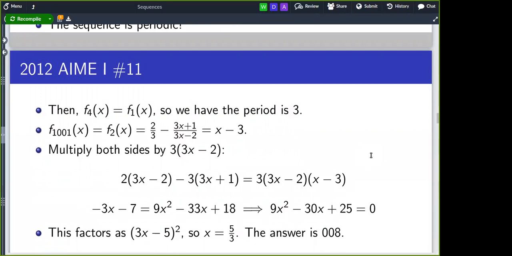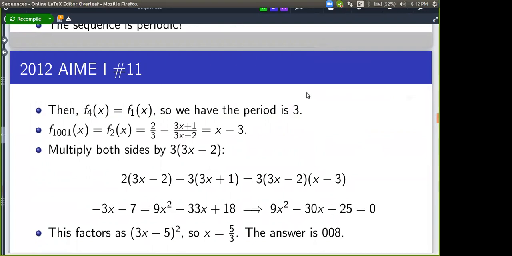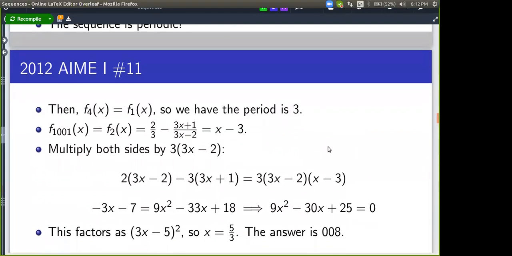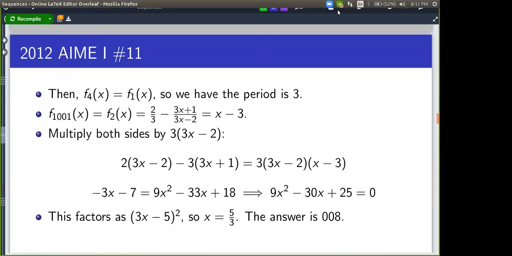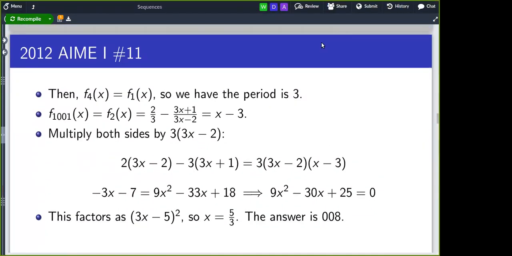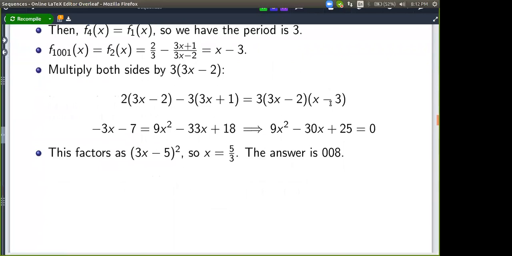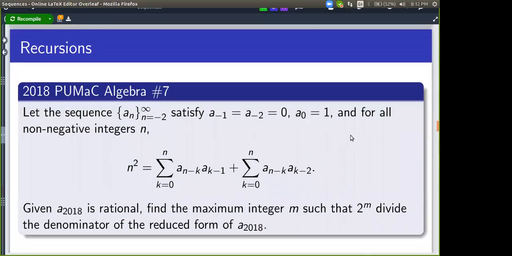And I think someone was asking in the chat how it was a number 11, and I think that's just because it's from 8 years ago, so the tests have gotten harder, I guess. So does anyone have any questions on this one? Okay, I guess not. So we'll move on to this next question, which is a much more challenging recursion question.